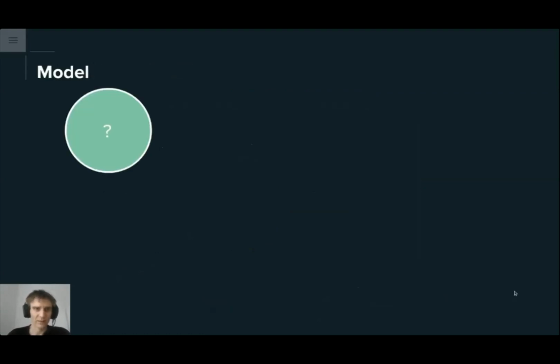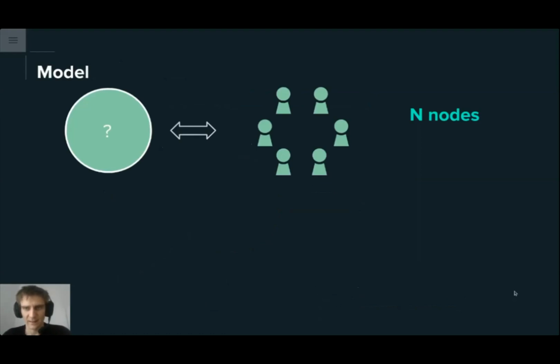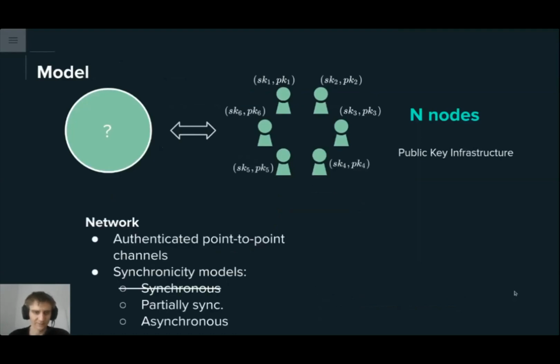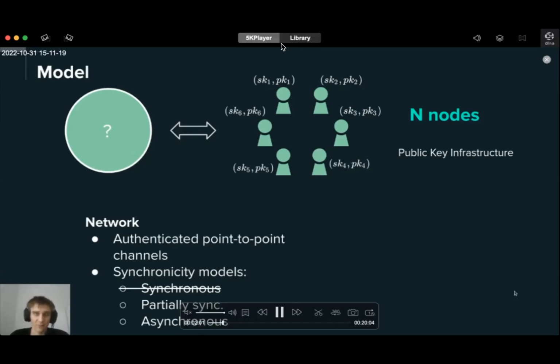So what kind of model are we talking about here? In this model, we have n nodes and a public key infrastructure between them. Each node knows the identities, being public keys, of the remaining nodes. When it comes to the network, the most important point is the synchronicity model. The simplest model, the synchronous one, assumes that whenever a message is sent, it is received by the recipient after delta time, where delta is some fixed parameter.